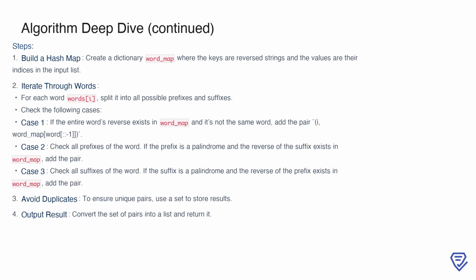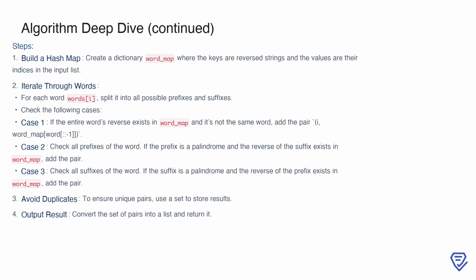To implement the optimized approach, we first construct a hash map where the keys are the reversed strings and the values are their indices in the input list. This allows us to quickly retrieve the index of a reversed word. Next, we iterate through each word in the list and split it into all possible prefixes and suffixes. From here, several cases are checked. In the first case, if the reverse of the entire word exists in the hash map and it's not the same word, we record the pair.